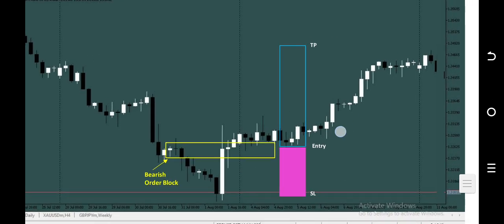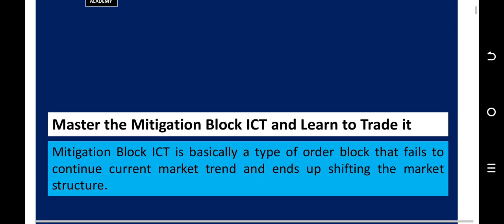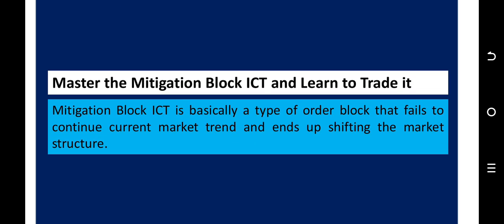Look at it. Can you see? Price came in, tapped you in, and it's still going. This is called a breaker block. I believe you understand that. So now let's go to the mitigation block. Now, the ICT mitigation block is actually almost the same as the ICT breaker block.